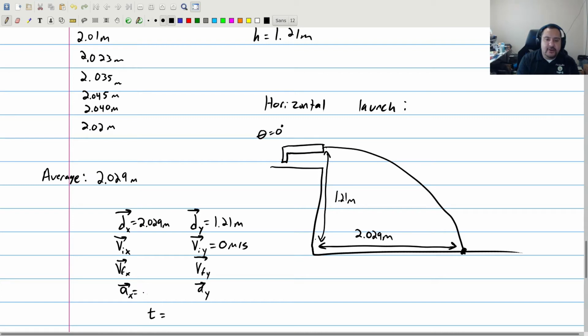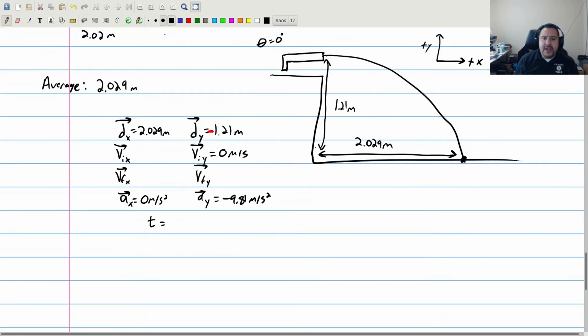Ax is going to be 0 meters per second squared, and ay is going to be equal to gravity. I haven't chosen the sign convention yet. Let's make this way positive x, and let's make upward positive y. So there's two things here. This should be negative 9.81 meters per second squared. But you'll also notice that since the ball starts at the top and drops to the bottom, my displacement is going to be downward as well. So we need a negative on that, negative 1.21 meters.